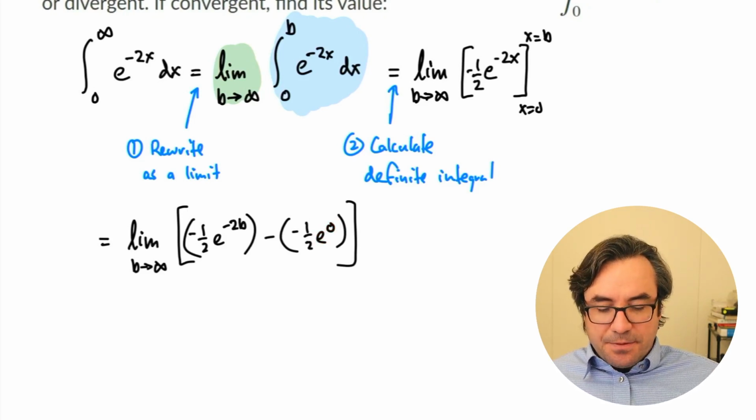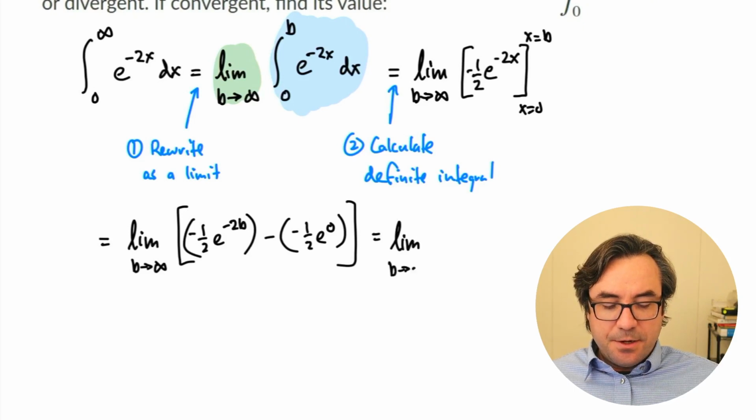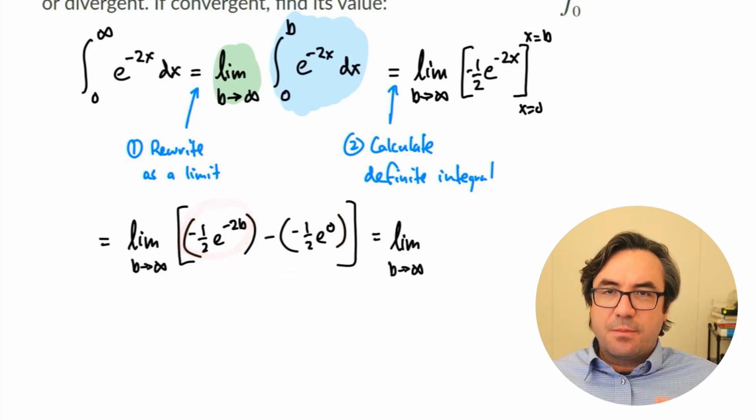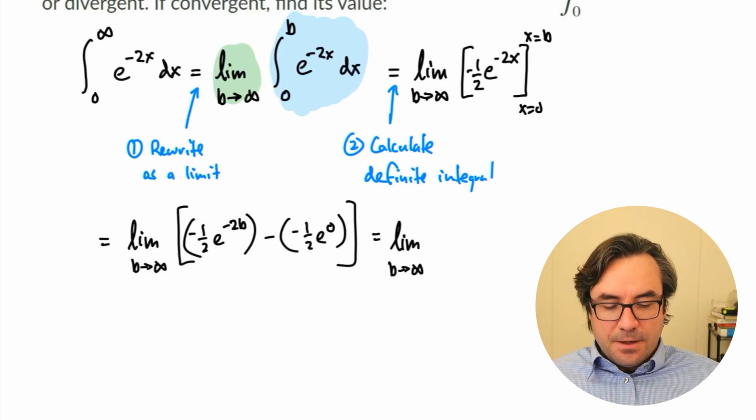So if we rewrite this, we end up with the limit as b goes to infinity. When we have a positive number and a negative number, I like to put the positive number first, just so I don't lose track of any negatives. So I'm going to throw the 1/2 in front, and then we have minus 1/2 e to the negative 2b.